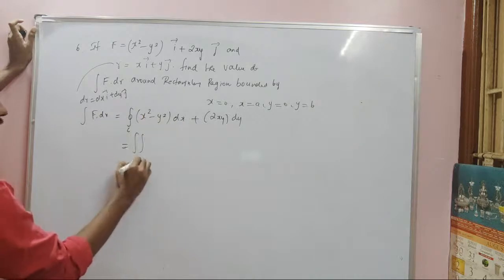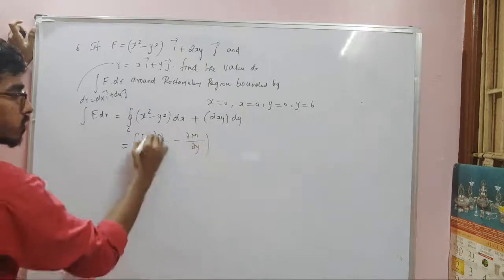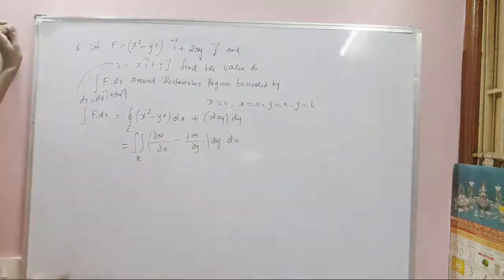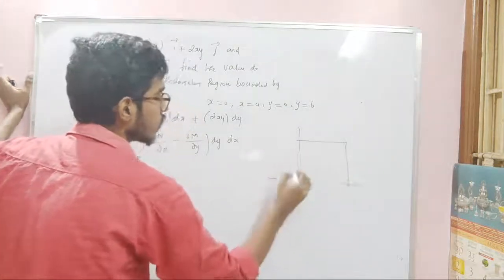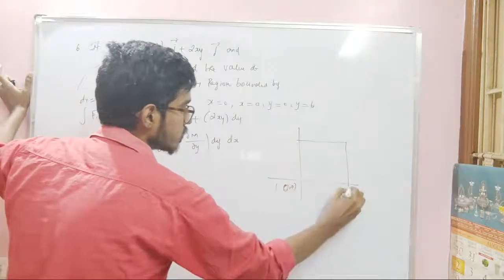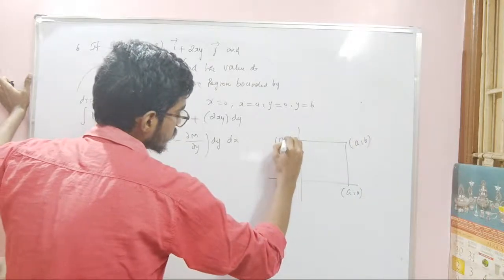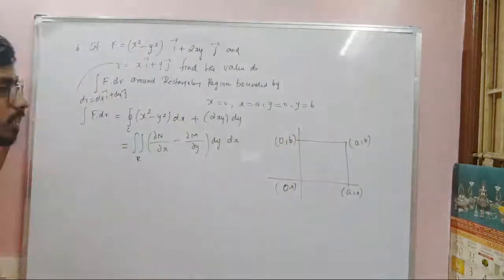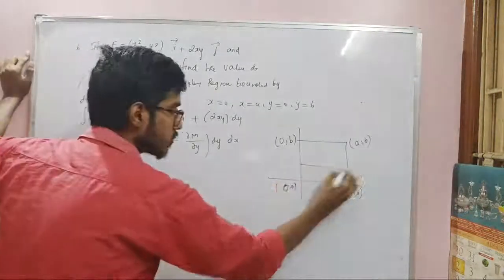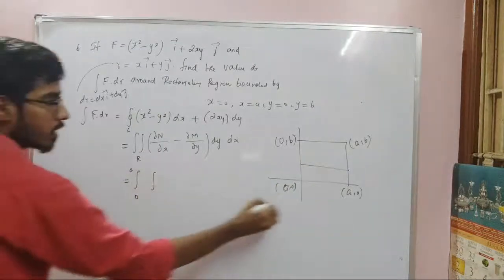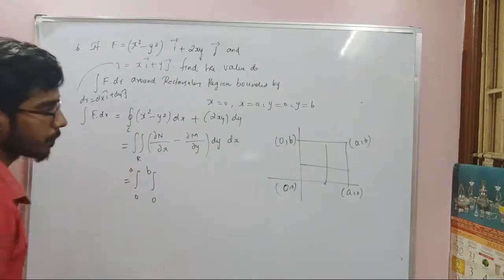In order to find this, I can find the double integral over R of dou N by dou x minus dou M by dou y, dy dx. You can see our rectangle has corners 0 comma 0, a comma 0, a comma b, and 0 comma b. Now you can see overall our x varies from 0 to a, and overall y varies from 0 to b.